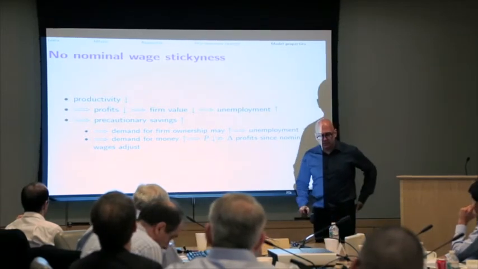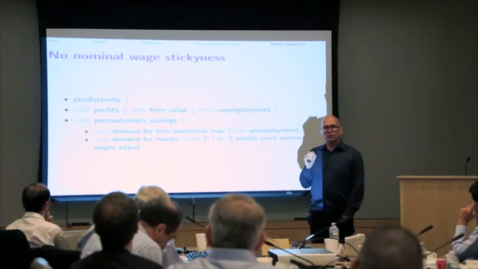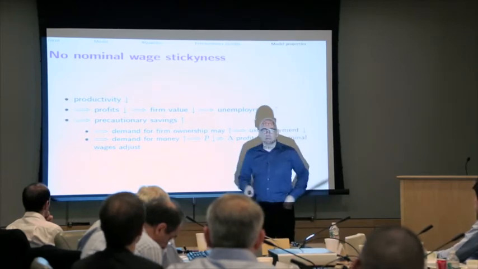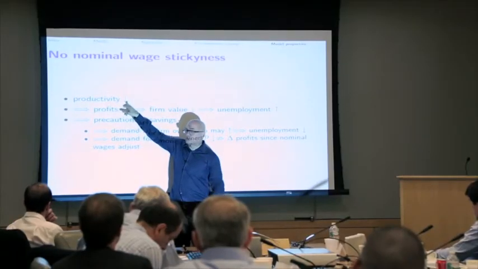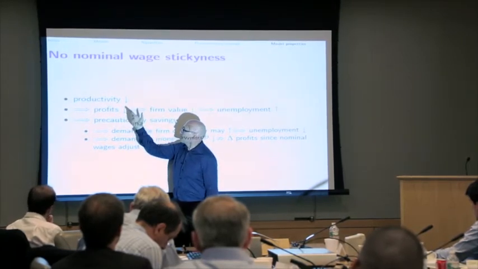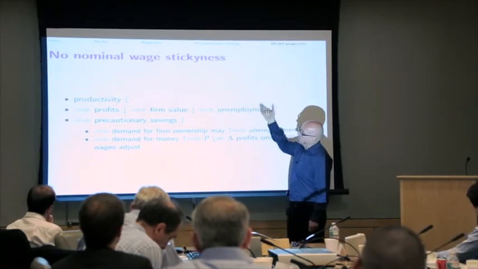Okay, so now I'm going to give you a couple more slides with results. First case, there's no nominal wage stickiness. Now what I'm going to look at is that we're in a good state, and then we're going to move to a bad state. Over here there are just two values for Z, just to keep things simple. So productivity goes down, and it's persistent, so you expect that productivity is going to be low for a while. Okay, so profits are going to go down, not surprisingly. Firm value is going to go down, and it means unemployment is going to go up.